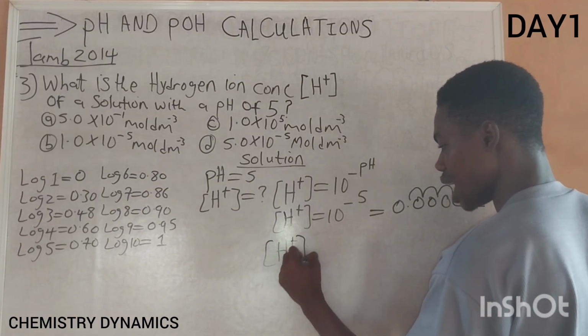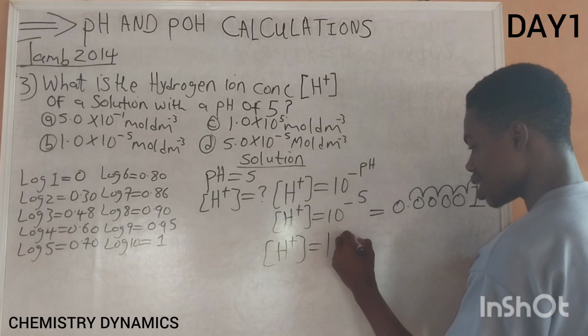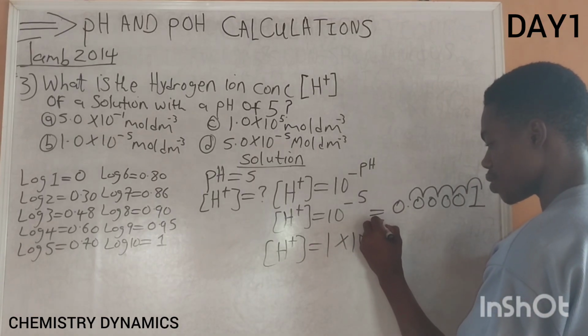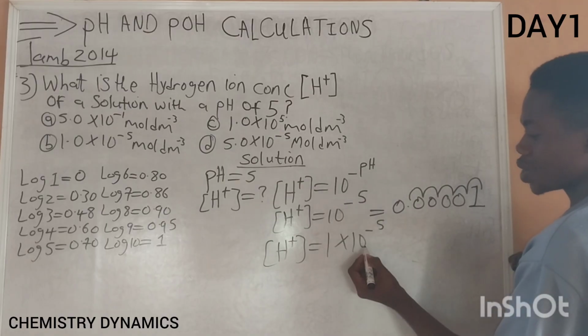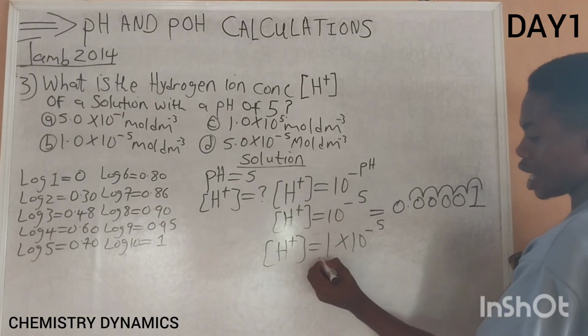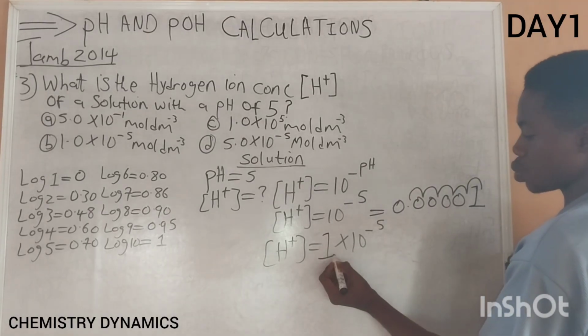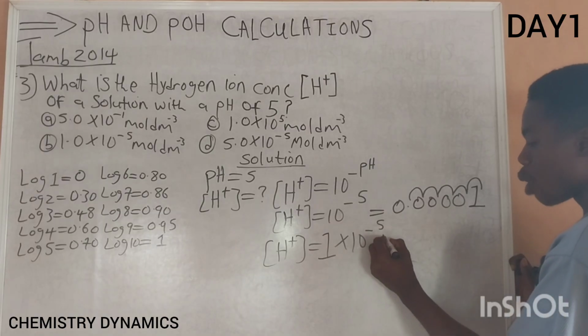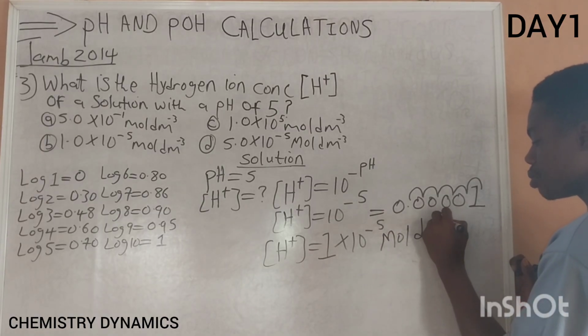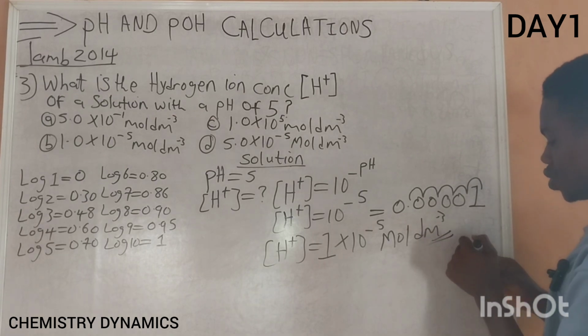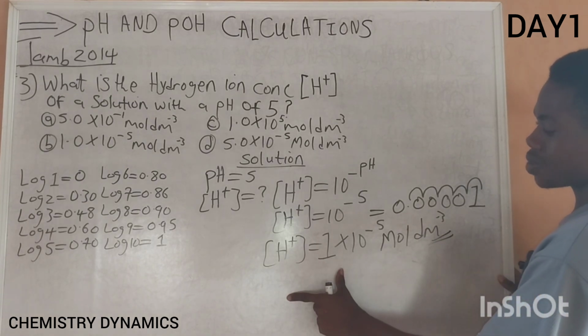Same thing as what? Hydrogen ion equal to 1 times 10 raised to minus 5. So please take note of this. Our hydrogen ion for this particular question is 1 times 10 raised to minus 5 mole per dm cube. Don't forget the unit. So don't forget the unit.